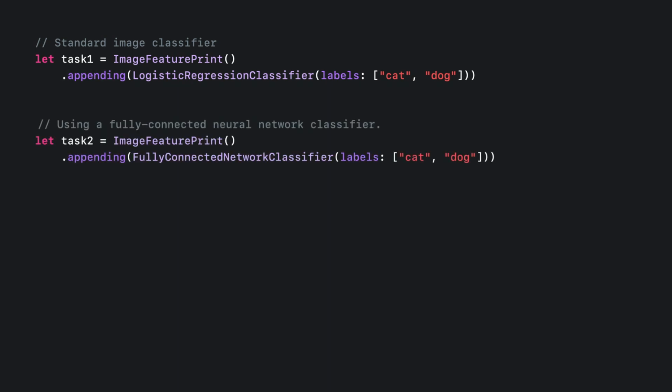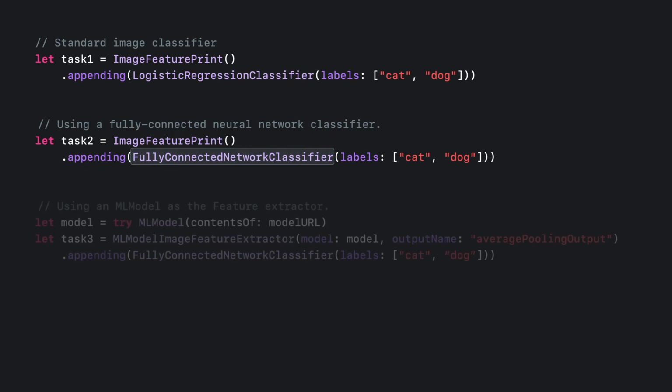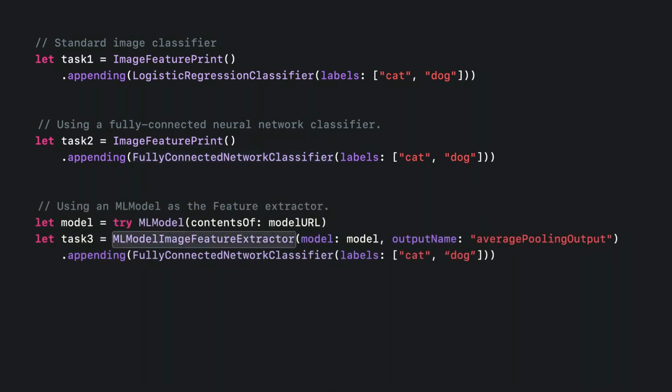And this is where components provide unlimited possibilities. You can use a fully connected neural network as a classifier instead of logistic regression with a simple change, or you can use a custom feature extractor in a CoreML model. For example, the headless ResNet 50 model you can find in the model gallery. When composing two components, the output of the first component must match the input of the second.